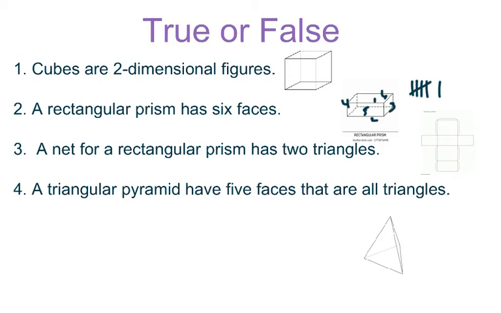Number 3, a net for a rectangular prism has 2 triangles. True or false? That is false. Remember, a prism gets its name from the shape of its base. So this shape is a rectangular shape, and therefore it is named based on that.